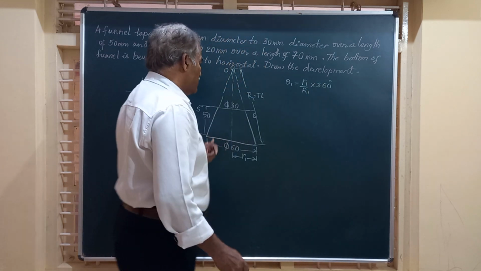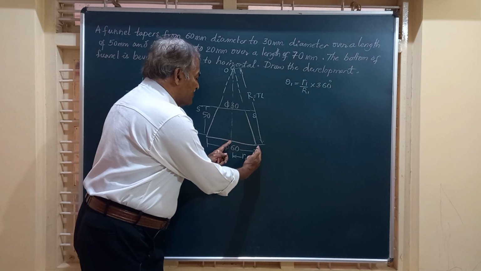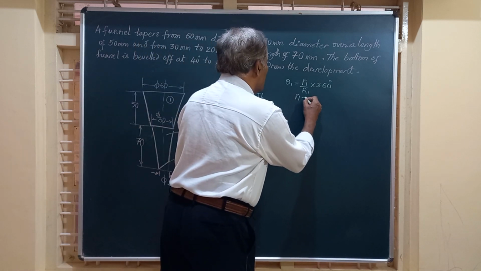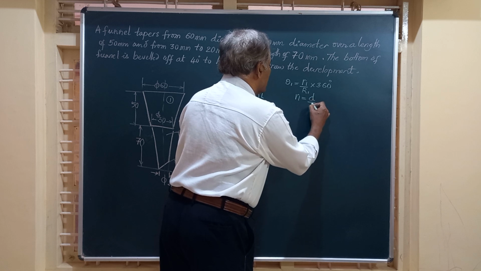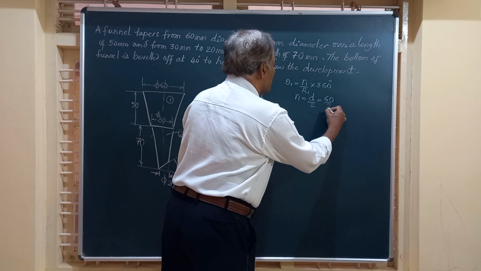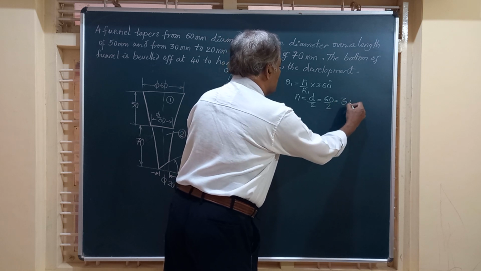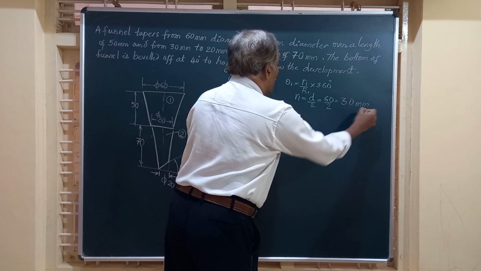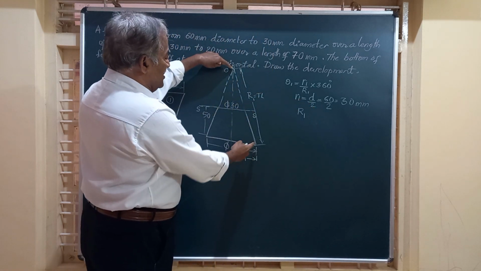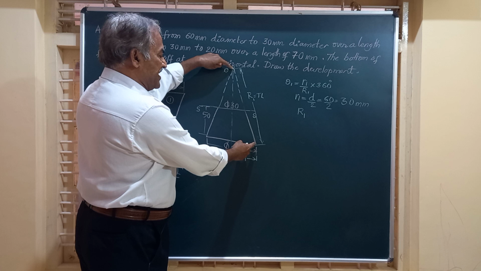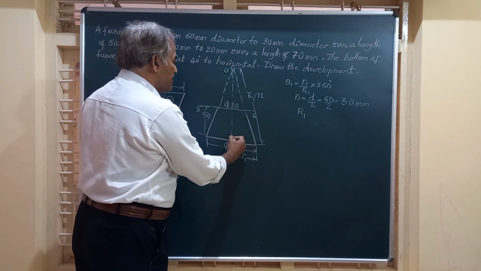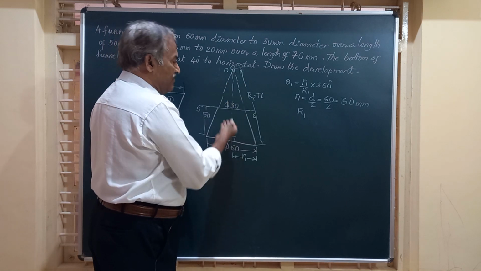So what is this r1? r1 is the radius of the base. Diameter is 60 by 2. So I will say r1 is equal to diameter by 2, that is equal to 60 by 2, and this works out to 30 mm. Friends, what is this capital R1? Capital R1 is the true length of the generator. So this can be measured after construction of this front view.